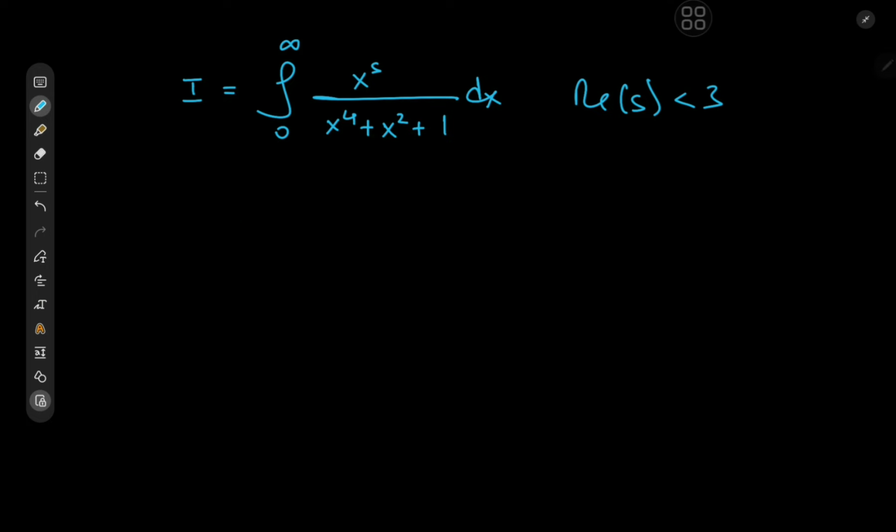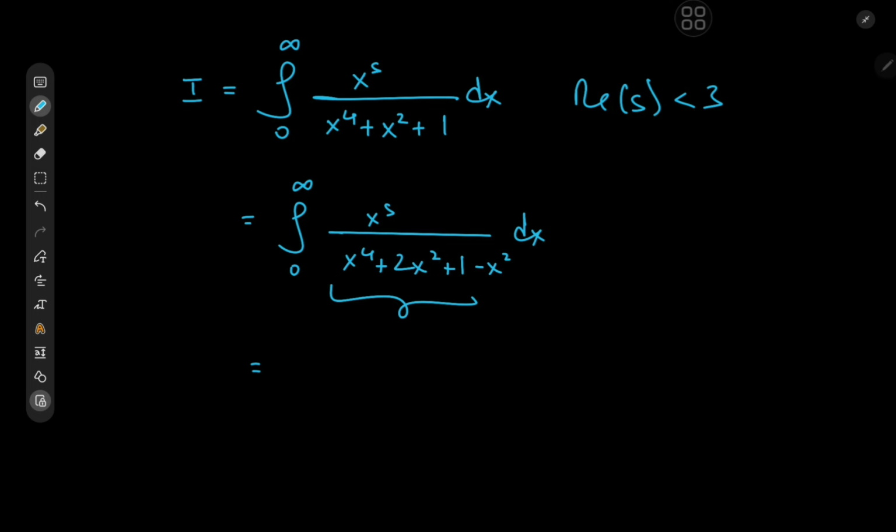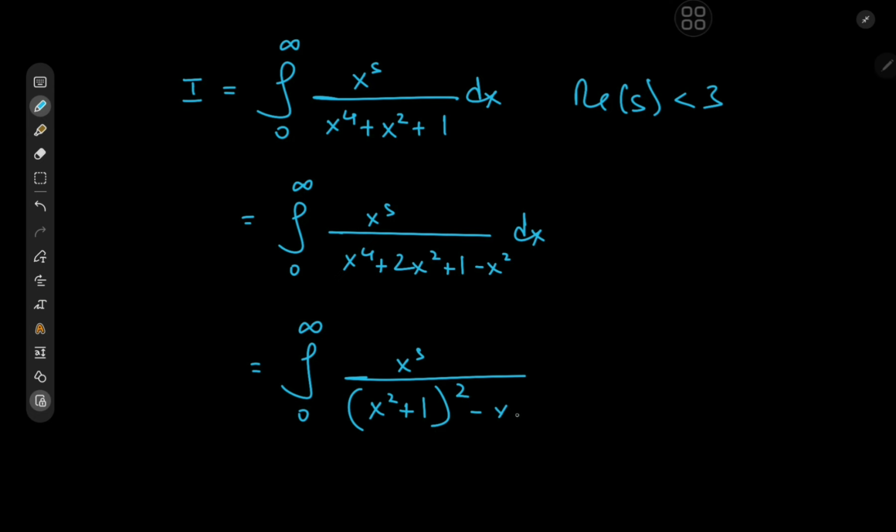Well, in this case, we could write it as the integral from 0 to infinity of x to the s divided by x to the 4th power plus 2x squared plus 1 minus x squared dx. Yep, that's perfectly valid. And the benefit of that is now this thing here is a perfect square. It's the square of x squared plus 1. So that means we now have the integral from 0 to infinity of x to the s divided by (x squared plus 1) whole thing squared minus x squared dx.